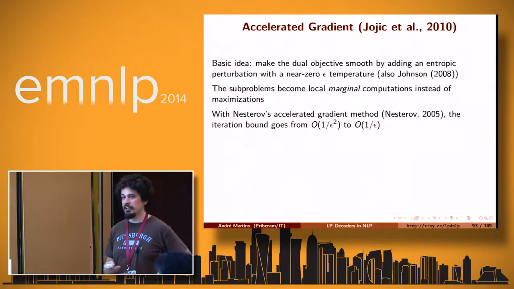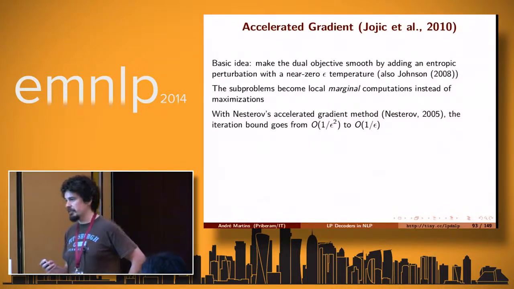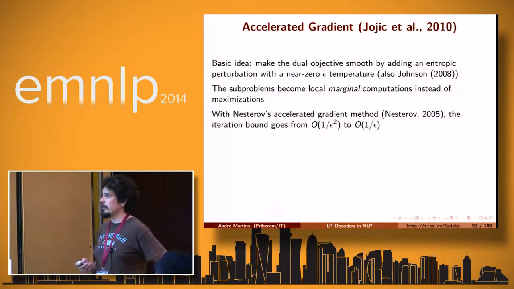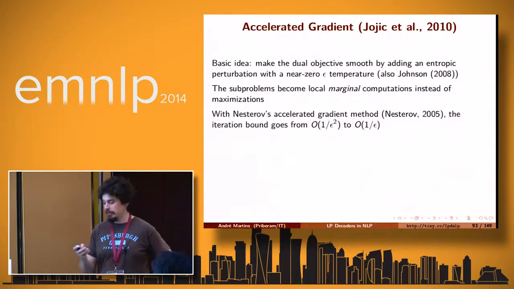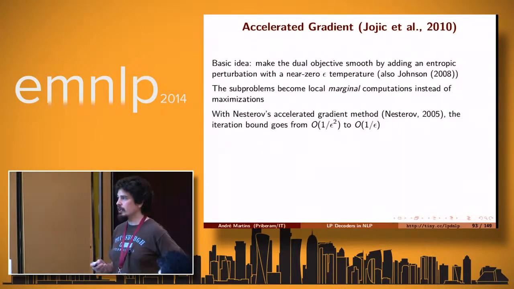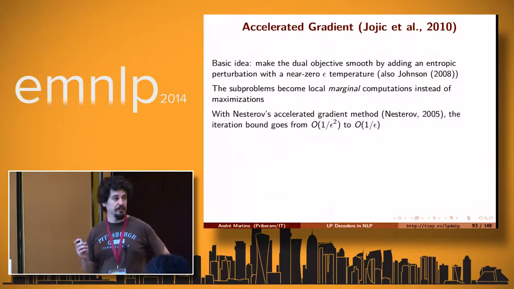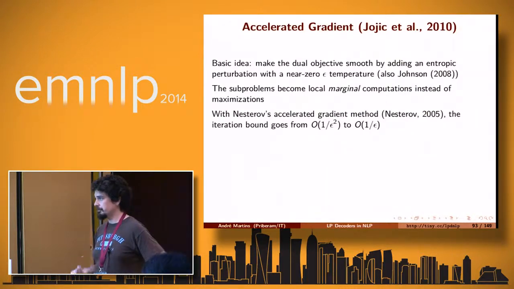The idea is similar to what I've shown when I talked about this temperature approximation for the partition function. Now, if you do that, it can be shown that local subproblems, instead of being local MAP problems, become local marginal computations. And there are some methods that can now tackle this perturbed problem, like Nesterov's accelerated gradient method, that allows us to improve the iteration bounds from 1 over epsilon squared to 1 over epsilon. Okay, so we are now one order of magnitude faster than the subgradient algorithm.